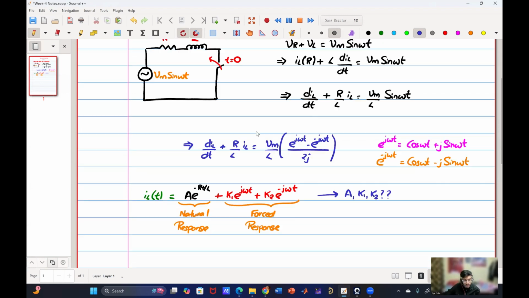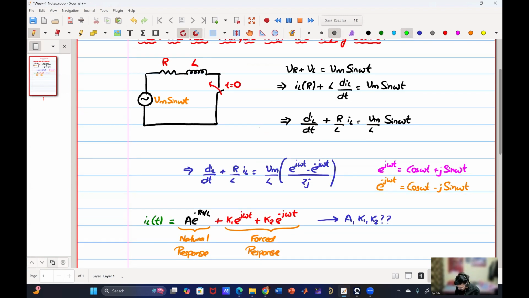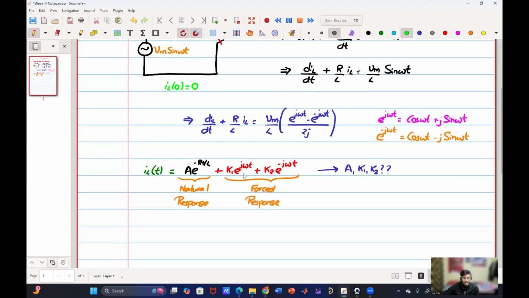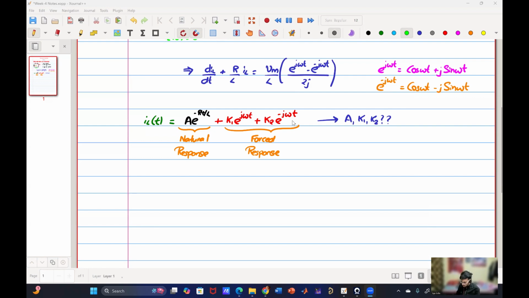Okay, I forgot to give the initial condition. So here the initial condition is iL of 0 equals 0. So now what happens? How will we find K1 and K2? Anyone? With respect to what we have discussed in the last week? How to find K1, K2? Anyone? So someone has mentioned in the chat, put the forced response in the differential equation. Very good. So once we substitute this forced response, I'll write down what we'll be getting.